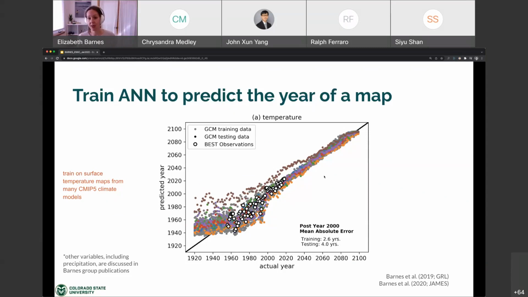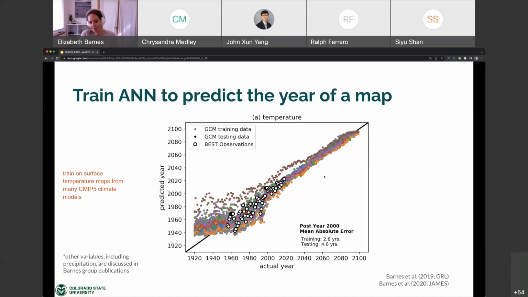Now you might first notice, well, hold on a second, it's doing terribly before about 1970, right? Its predictions, it's always predicting 1950 or so. And this is actually, if you think about it, not a fault per se of our network, but what this is telling us is something physical. That is, the network is unable to find patterns of forced change in, say, 1930.